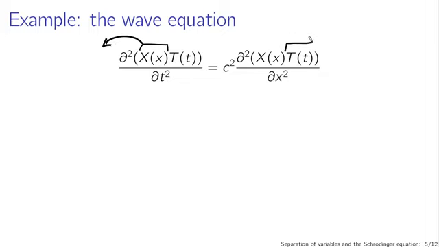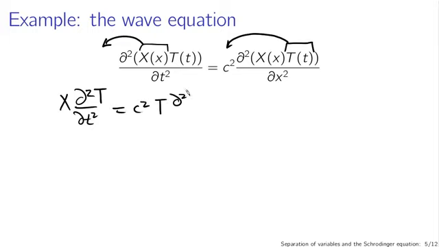The same sort of thing happens here. We have second derivatives, partial second derivatives with respect to position, and here we have only a function of time, effectively a constant for this partial derivative, which means we can pull things out. And what we've got then is capital X. I'm going to drop the parentheses x because you know capital X is a function of lowercase x. So you've got big X, second partial derivative with respect to time of big T equals c squared big T, second partial derivative of big X with respect to x. That's nice because you can see we're starting to actually be able to pull x and t out here.